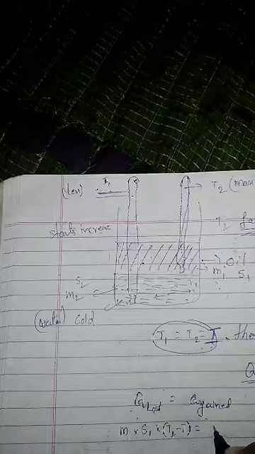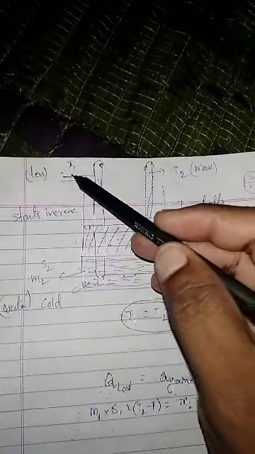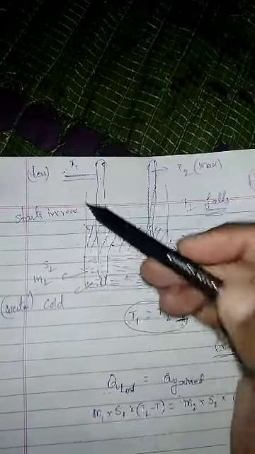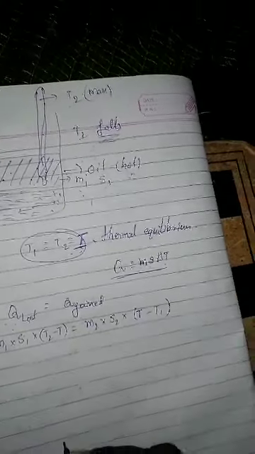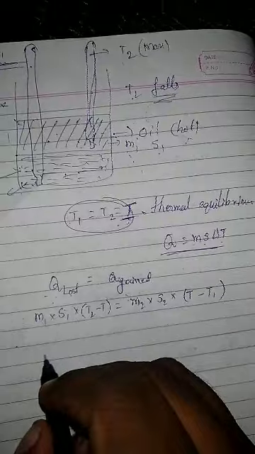Then for the heat gained by water, we observe water's mass M2 and specific heat S2. Let us substitute M2 and S2. The important thing is the change in temperature. Initially the temperature was T1, the minimum. Now at thermal equilibrium T is the maximum. So the change in temperature is maximum temperature T minus minimum temperature T1. Let us take the calculations.